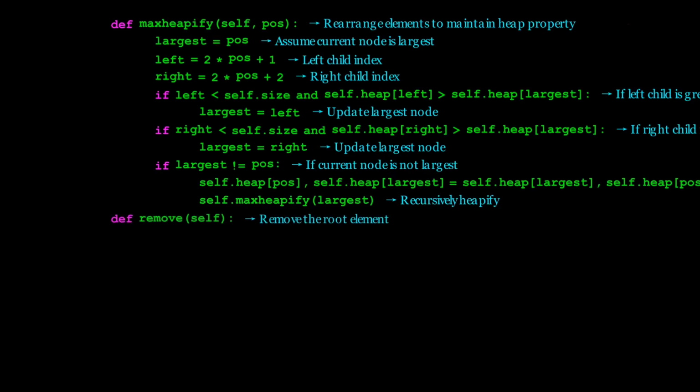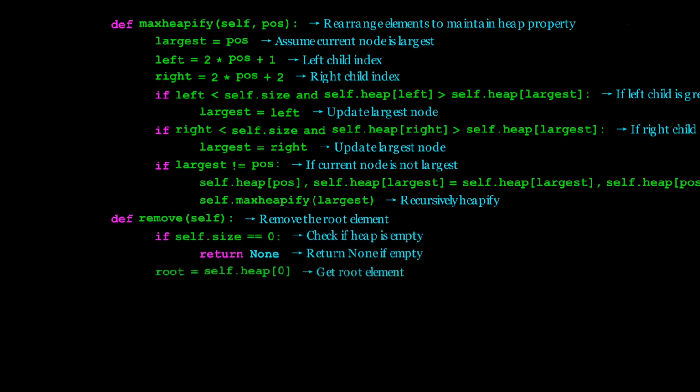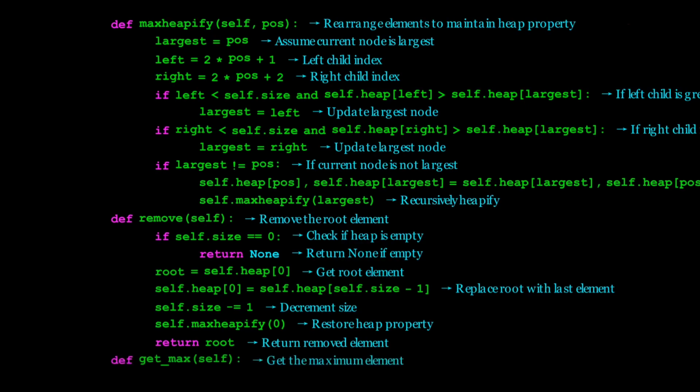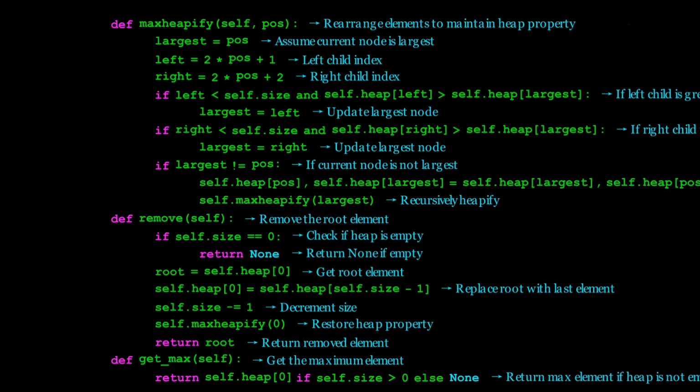In the remove method, we store the root value, that is our maximum, replace it with the last element in the heap, and reduce the size by 1. Call max heapify to restore the heap property and return the original root value. We also have a getMax method that returns the root element if the heap isn't empty.